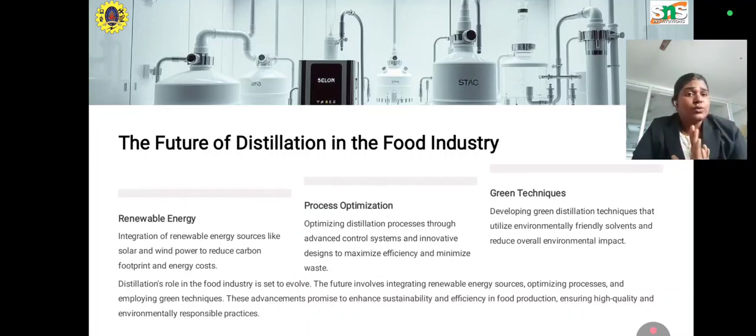So overall, distillation in the food industry is set to evolve, and the future involves integrating renewable energy sources, optimizing processes, and employing green techniques. These advances promise to enhance sustainability and efficiency in food production, ensuring high quality and environmentally responsible practices.